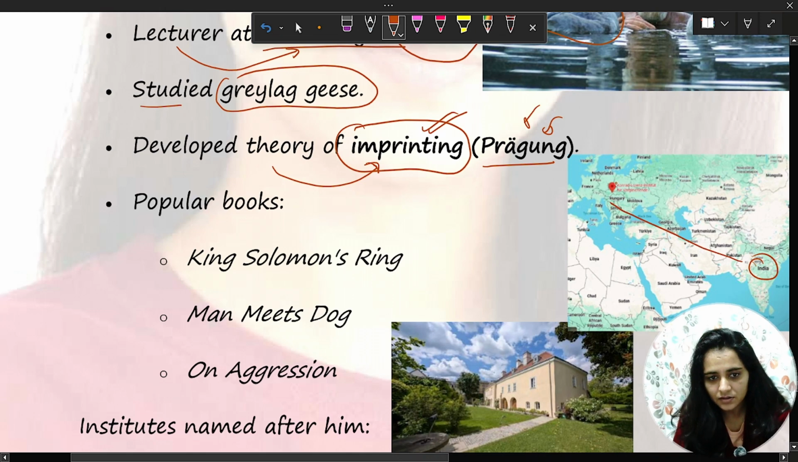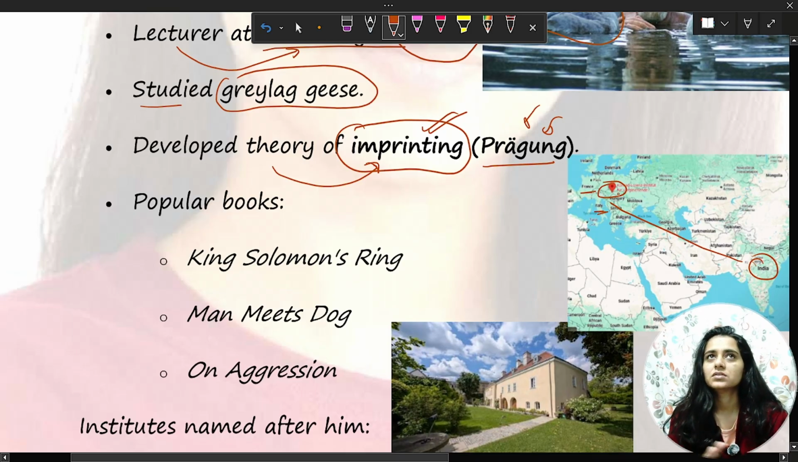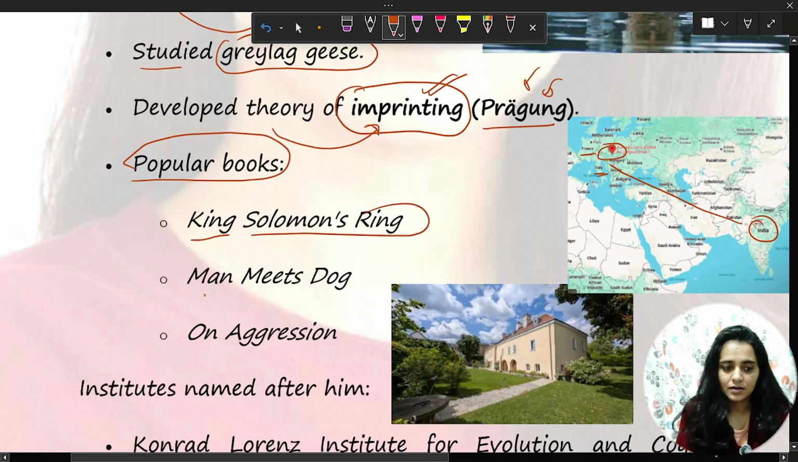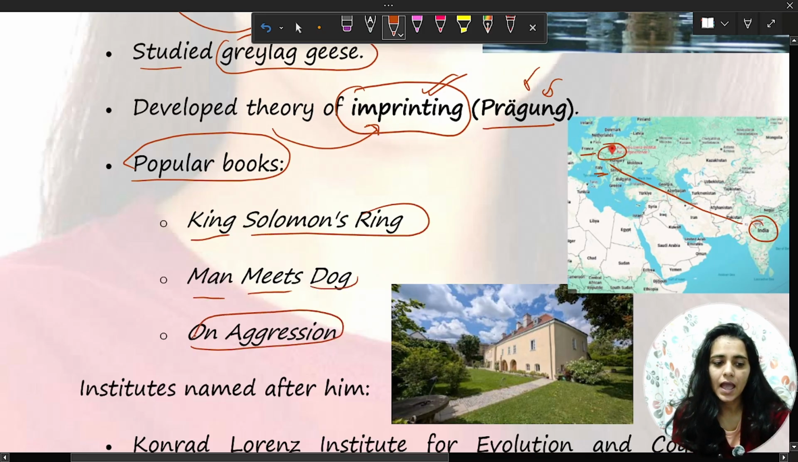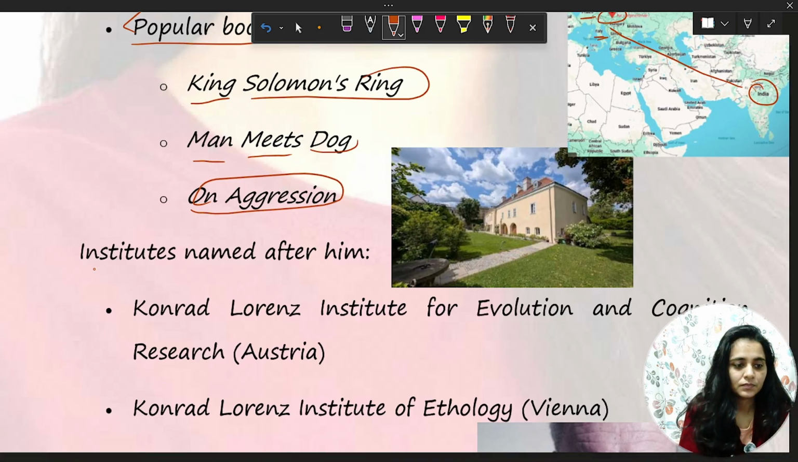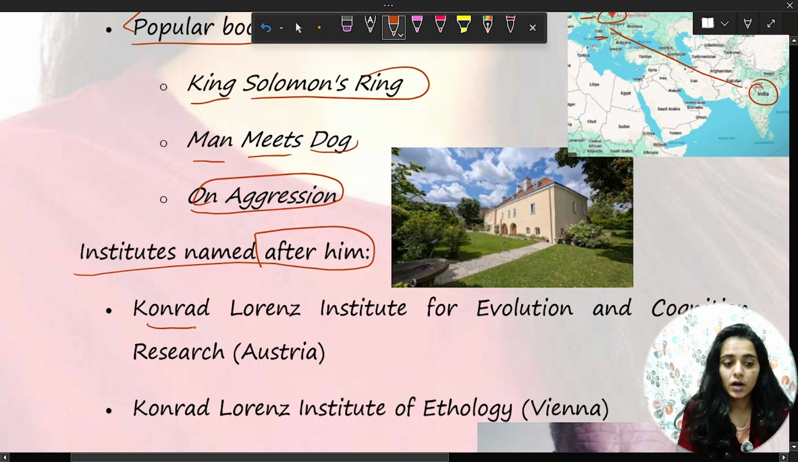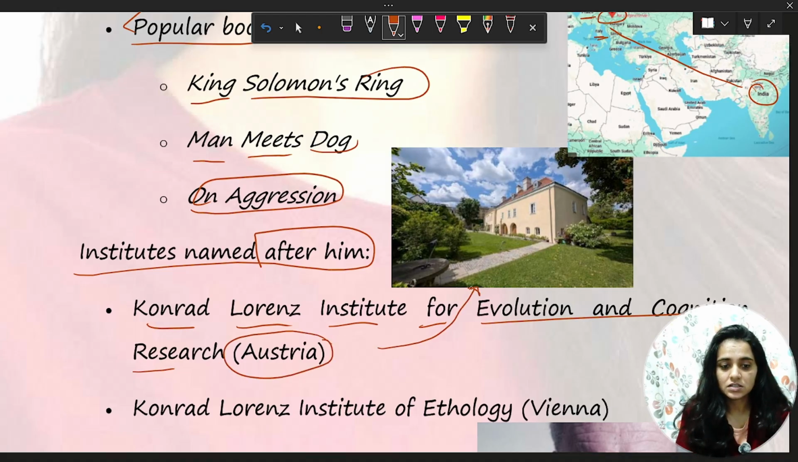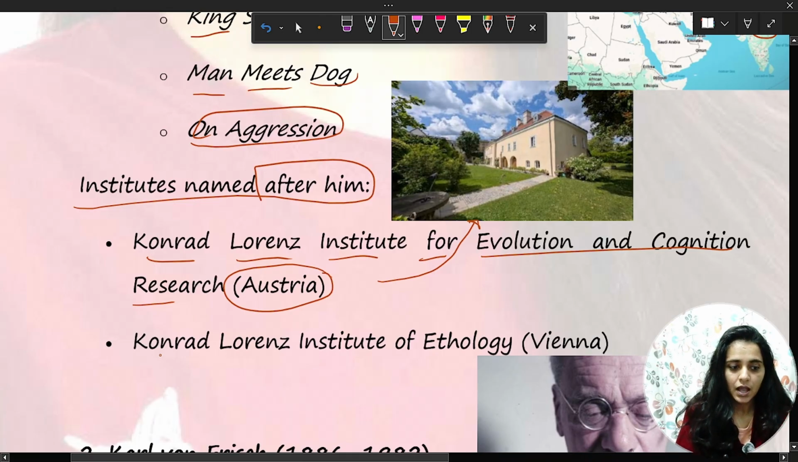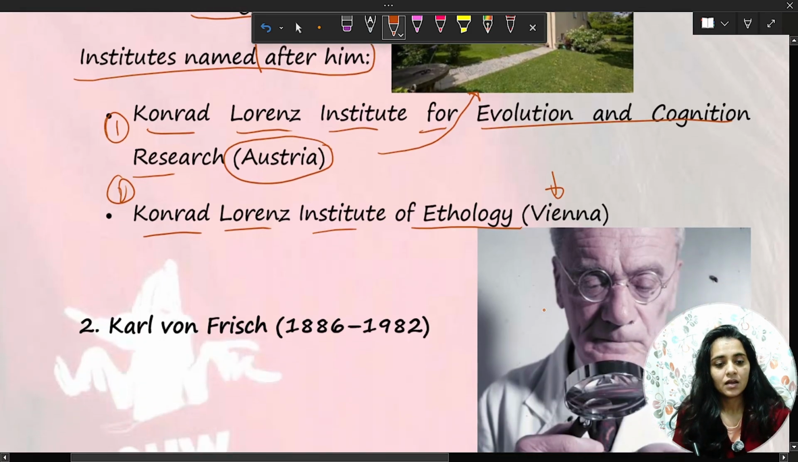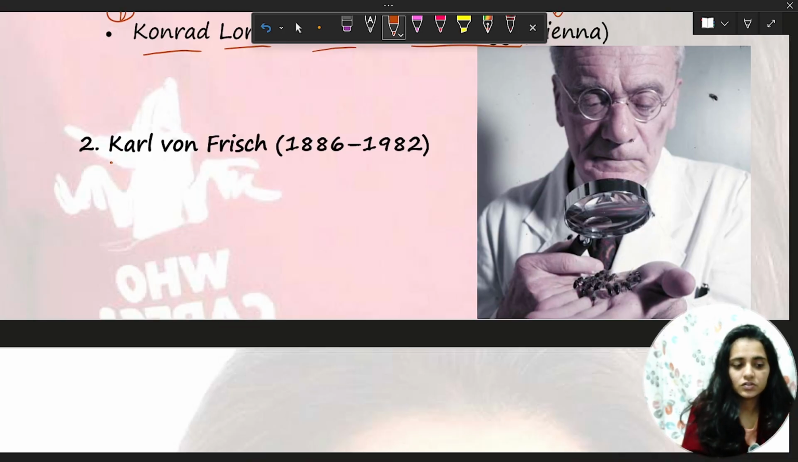Austria and Vienna are in the middle of Europe. His popular books were King Solomon's Ring, Man Meets Dog, and On Aggression. These three popular books were written by him. Many books are there, but these are the popular ones. Institutes are named after him: the Konrad Lorenz Institute for Evolution and Cognition Research in Austria, and the Konrad Lorenz Institute of Ethology in Vienna. Okay, then the second ethologist, Karl von Frisch.